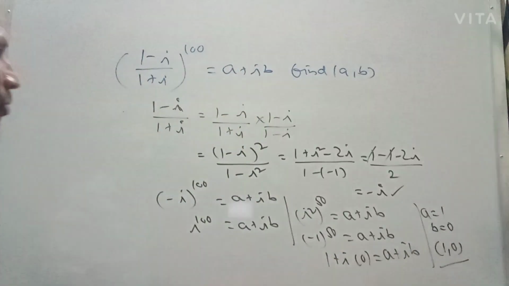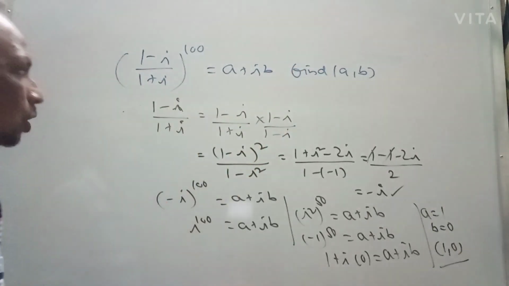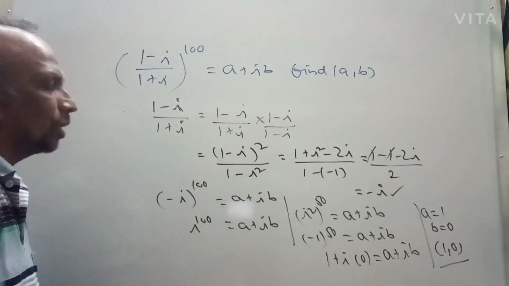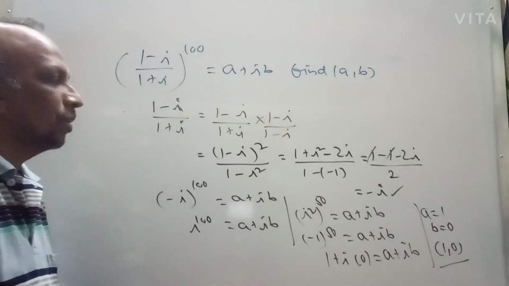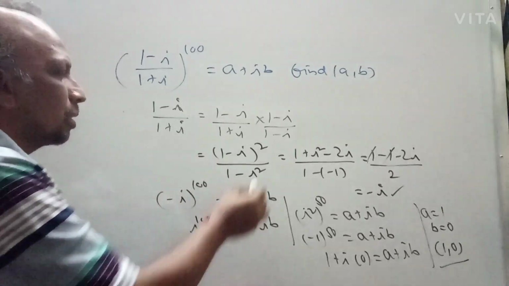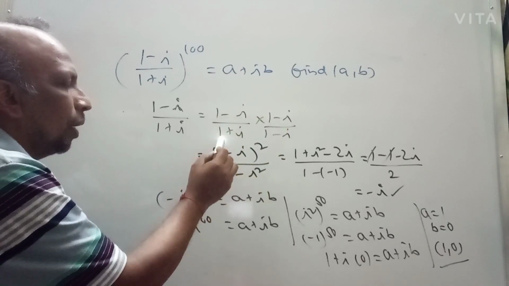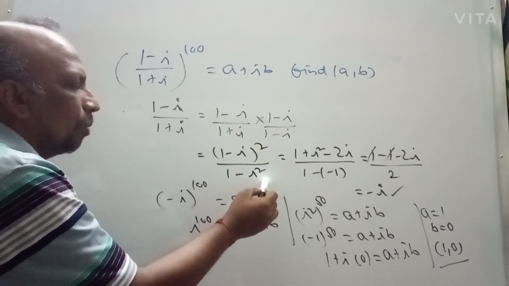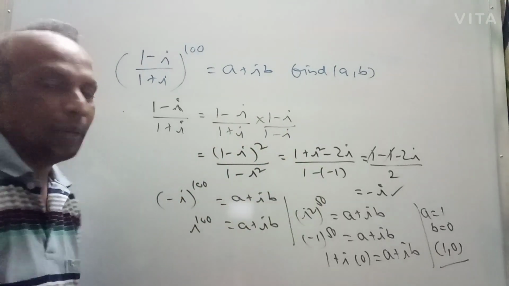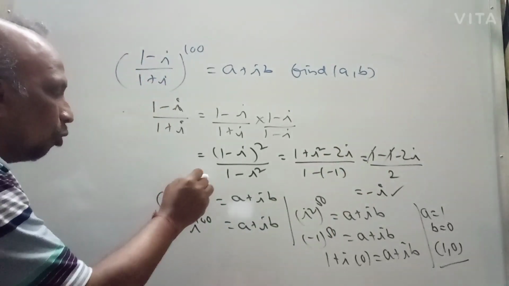Like that we can simplify. This is given, they are asking a comma b. So what I have done, you take 1 minus 1 plus i, you rationalize it. The rationalizing factor of 1 plus i is 1 minus i. 1 minus i by 1 minus i, 1 minus i whole square, by a squared minus b squared, with i square equal to minus 1, you simplify, it gives minus i. Minus i whole power 100.